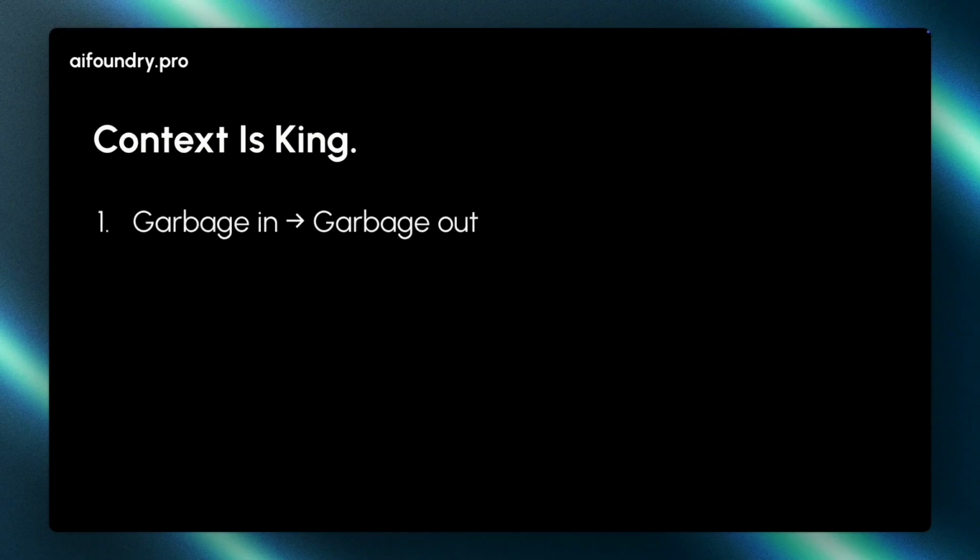First, garbage in, garbage out. If you feed AI vague, incomplete information, you'll get vague, useless answers. It's that simple. The quality of what you get out is directly tied to the context you put in.